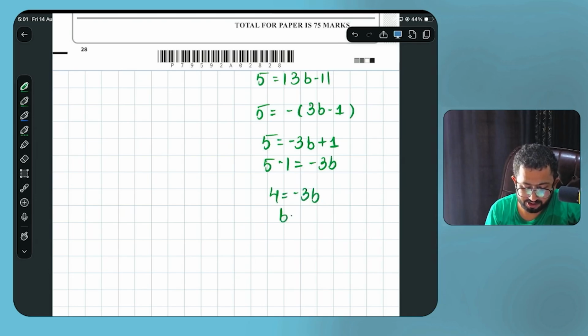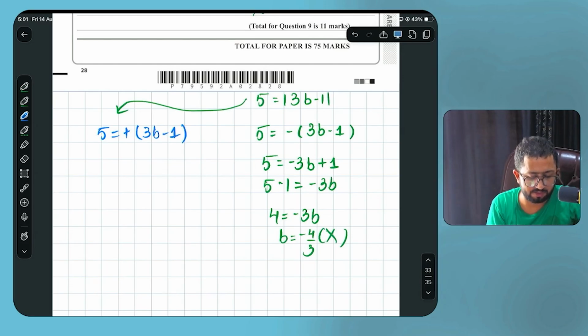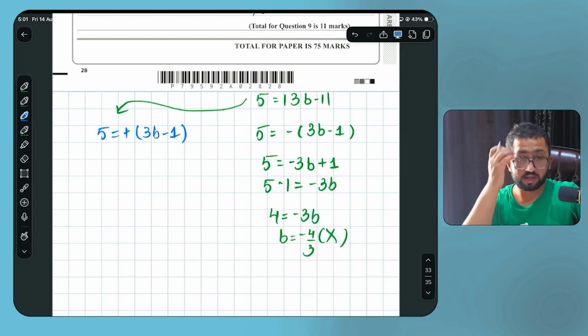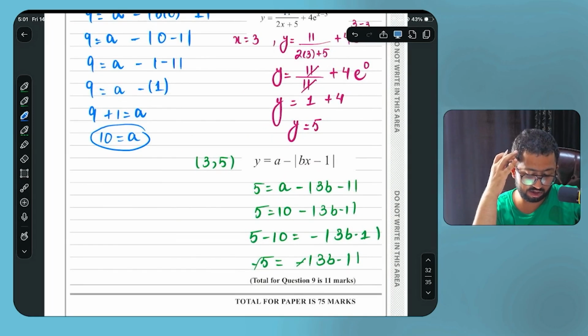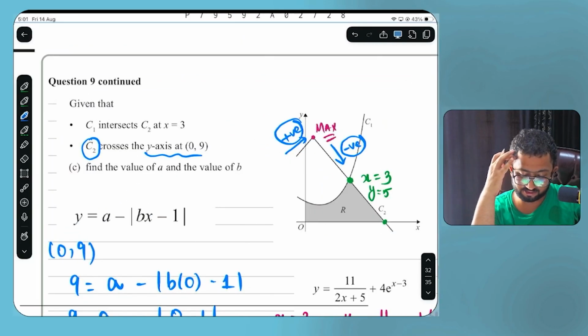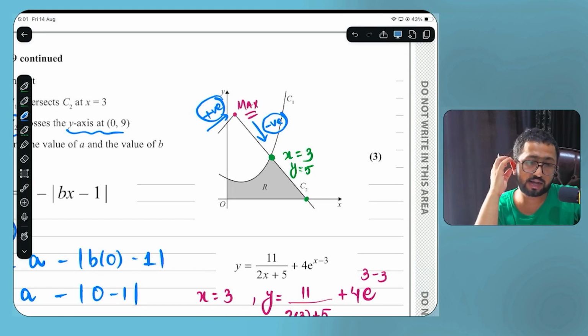But the problem is b is not an integer. That means it cannot be considered. So next time I have to open that one with the positive sign. That is the only remaining possibility. We are thinking, sir, 3 comma 5 lies on the negative line actually. Which line has negative gradient? Exactly. You have to use this idea, no issue.